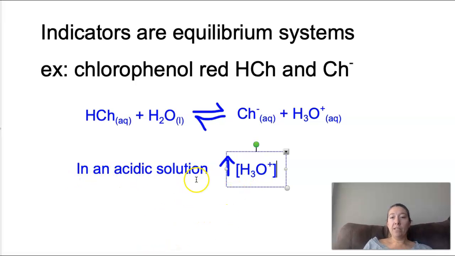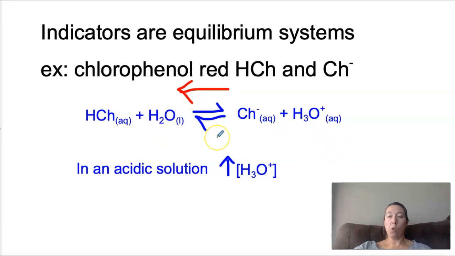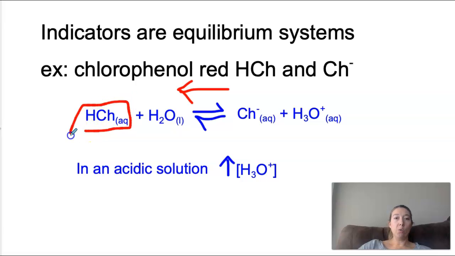Okay, so in an acidic solution, we have increased the concentration of hydronium. So if we increase the concentration of hydronium, the system wants to decrease the concentration of hydronium, and it is going to result in a shift to the left. Because we only add this in small quantities, this isn't going to be a buffer. It's going to shift all the way over. So what we're going to find is that in acidic solutions, we are basically just going to have the HCH. We're not going to have any of the CH minus because it will have shifted all the way over.